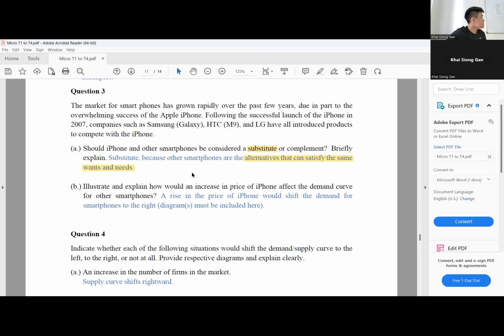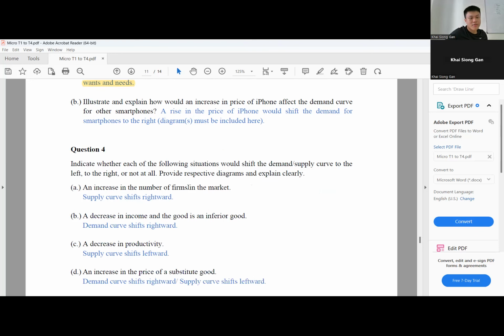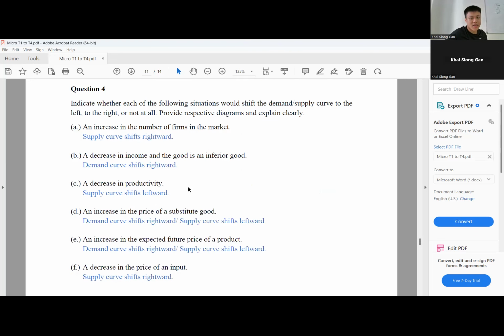Okay, all good. So moving on to question number 4. We have to indicate whether each of the following situations will shift the demand curve or supply curve, and provide respective diagrams. I did not draw the diagrams here. I'm just providing the answers and hints, so that you can think about how the graph is drawn when you have time during your own revision. Question A, an increase in the number of firms in the market. More firms in the market means more suppliers.